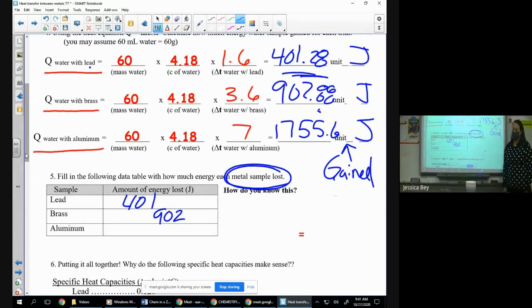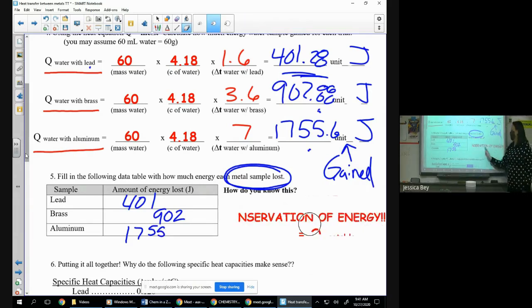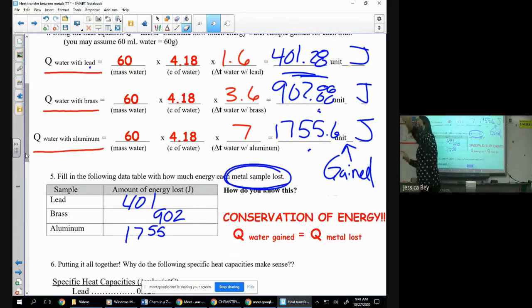It's a little repetitive, but that's okay. If the water from the aluminum gained 1,755 joules, that means the aluminum itself lost 1,755 joules. Why? Because the law of conservation of energy says so. Whatever is gained by one thing is absolutely lost by something else. And this is going to drive our harder math next week. Okay? It's going to be all right.